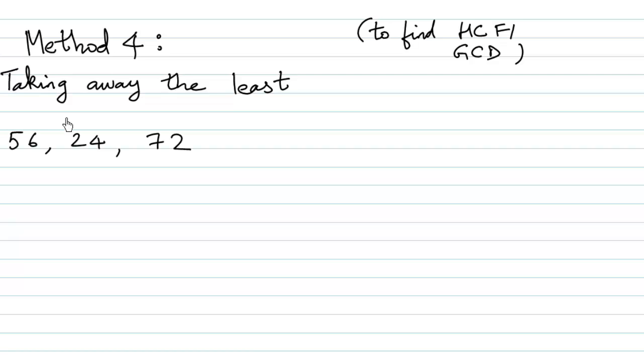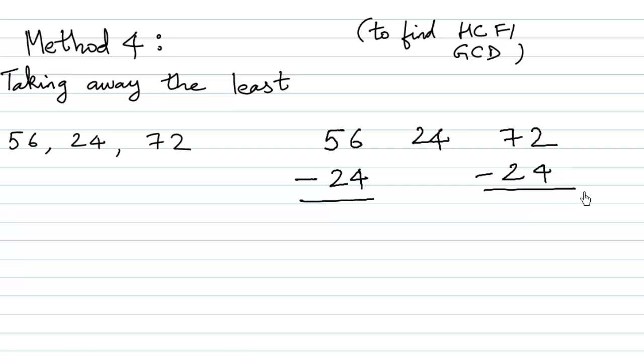And there is another method which is very similar to the division method, and that is the taking away the least method. So what is the taking away the least method? In this method, we are going to write all the three numbers, 56, 24 and 72 together. This is one of the easiest methods to understand. Now, tell me which of the three is the smallest. 24 is the smallest. So what we are going to do is subtract 24 from the other numbers and not from 24, of course.